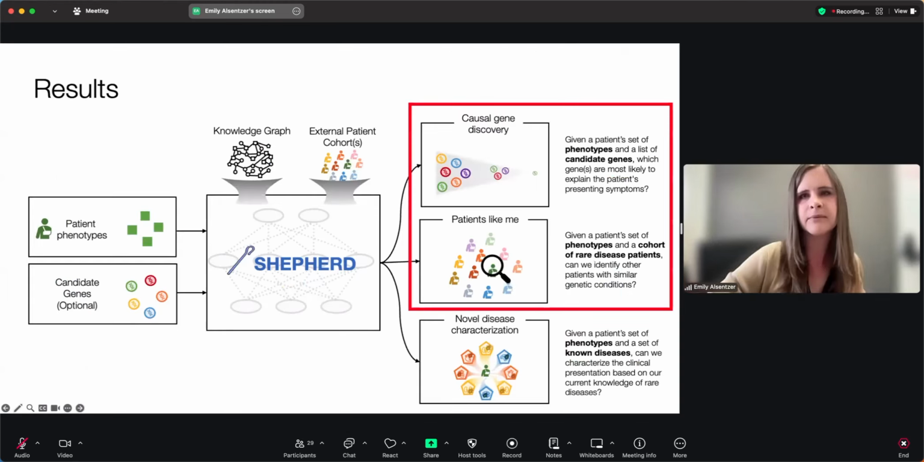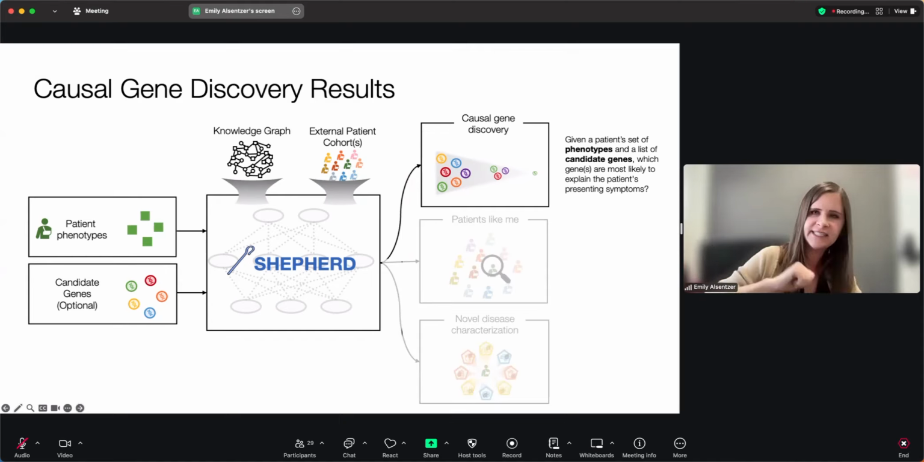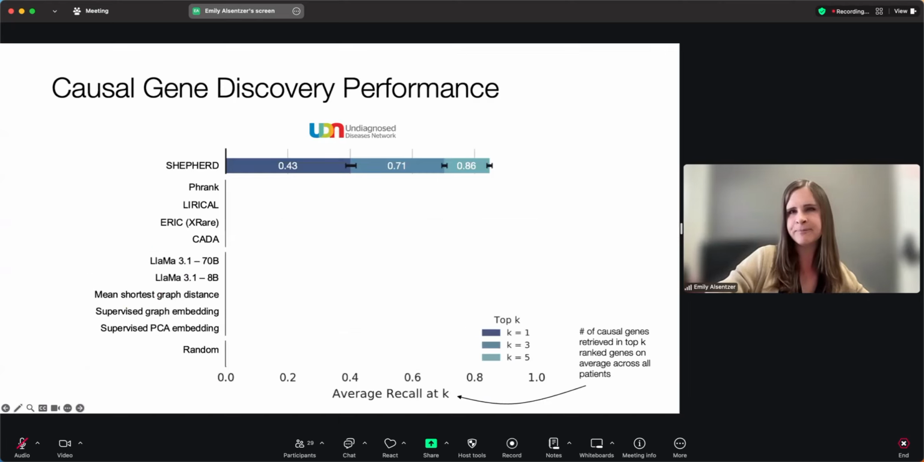So I'm going to now switch to talk about our findings. In the interest of time today, I'm just going to discuss our first two applications here, starting with the ability to perform causal gene discovery. So here, given a patient's set of phenotypes and a list of candidate genes, again, which genes are most likely to explain patient symptoms? So we evaluated the model on those patients from the UDN that I mentioned earlier.